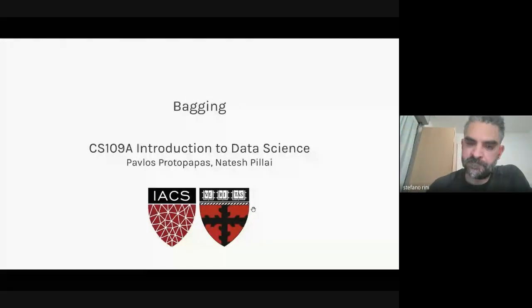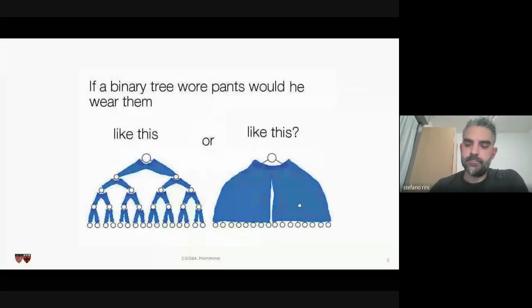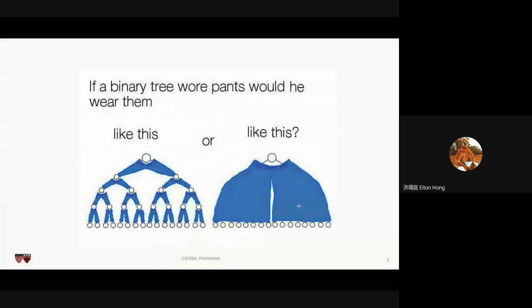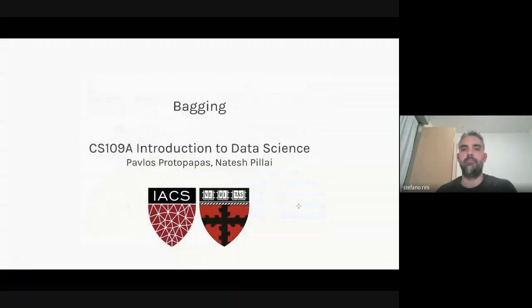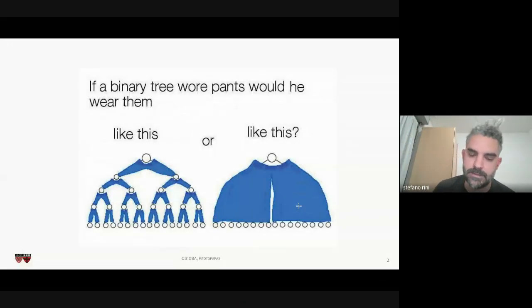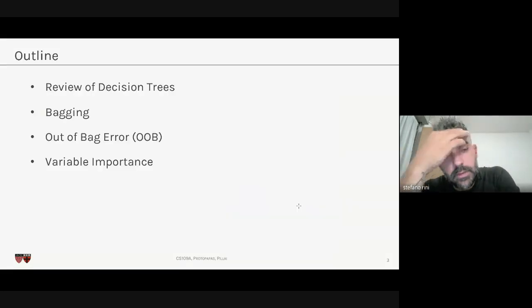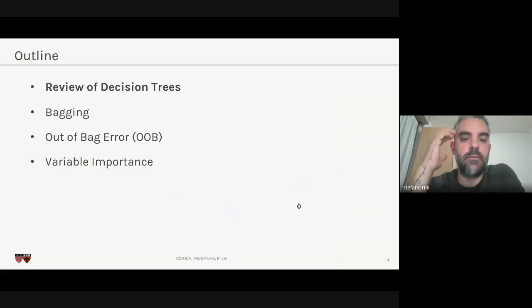Okay, so let's discuss. So you can see everything, right? Bagging. Yes. So little joke, right? It says, "Oh, if a binary tree wore pants, how would you wear the pants?" Okay, very good joke. So let's do a quick review of decision trees. Then we discuss bagging. Then we discuss out of bag errors, and then we do variable importance. So let's start with the review of the decision trees, right?